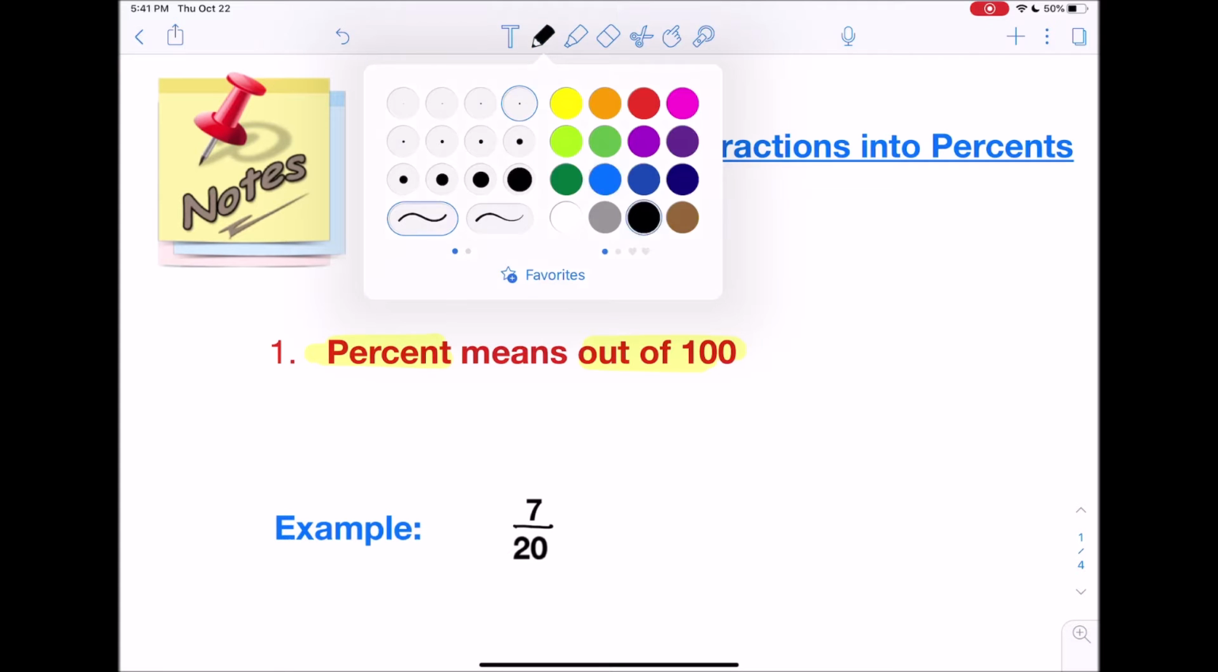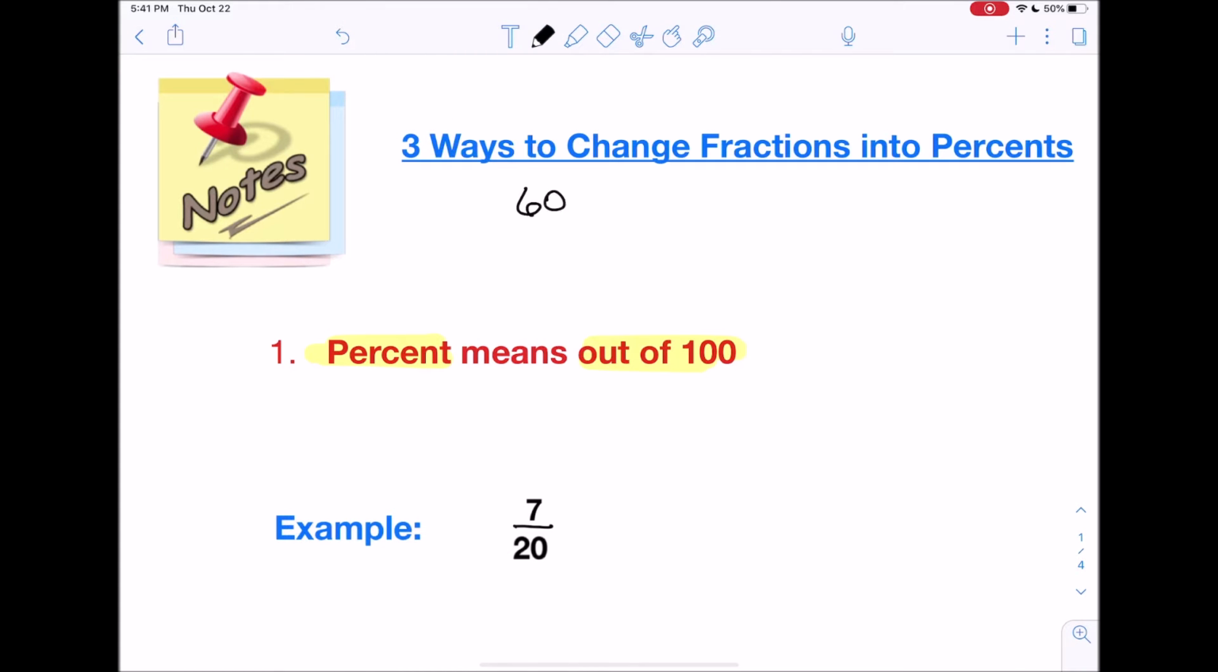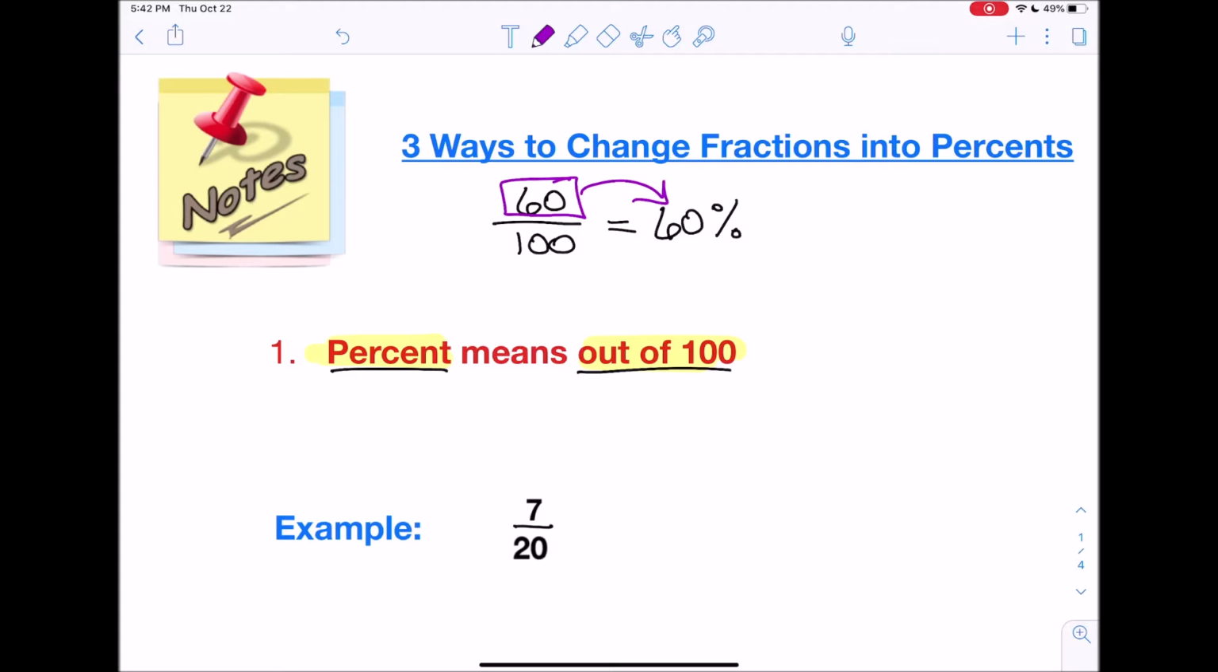So for instance, if I have 60 over 100, and the word percent means out of 100, then that means 60 over 100 is also 60 out of 100, so this would be 60%. Okay? So if you can get a fraction where the 100 is your denominator, the bottom number, then your numerator, the top number, will always be equal to the percent. Okay, now we can use this to change fractions into percent.